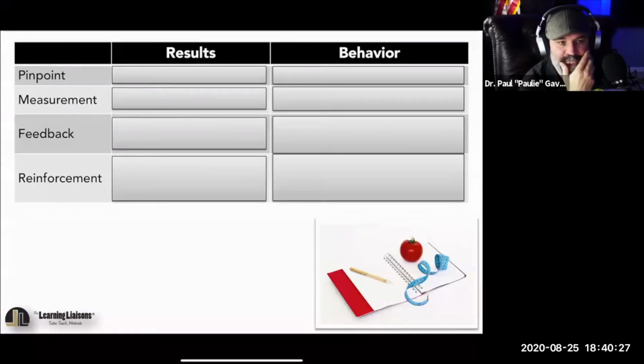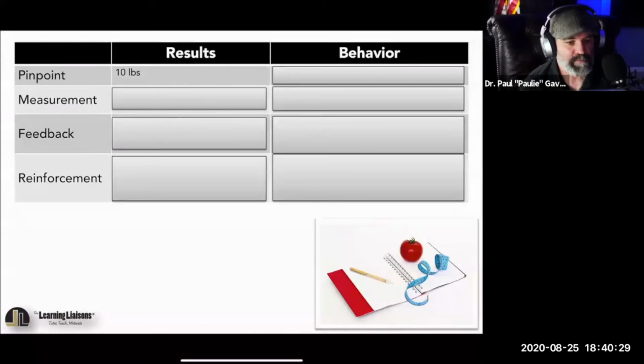Go ahead and hit that box, Jason. Yeah, it could be an increase in muscle mass. Somebody could say, I want to increase muscle mass, right? Maybe they want to gain weight, you know, but let's say that it's, well, I want to lose 10 pounds. So when we talk about losing that weight, what are the pinpointed behaviors? What might be something that's going to move us in the right direction to achieving that desired result?